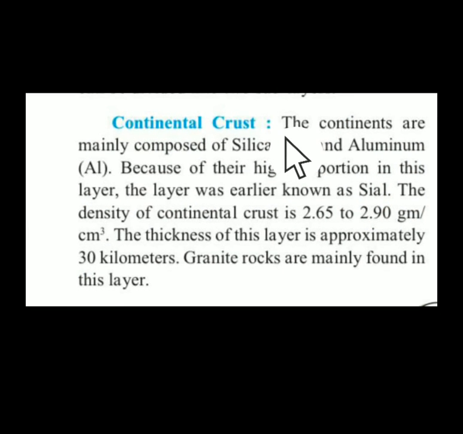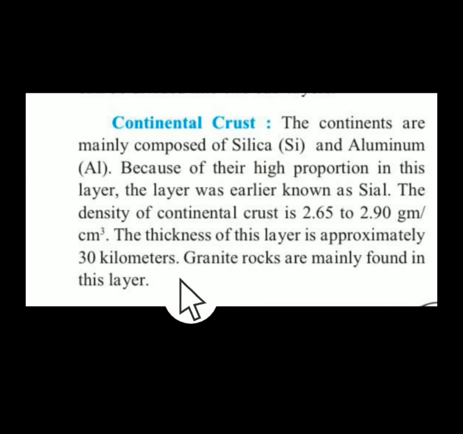Now, the density of the continental crust is 2.65 to 2.90 gram per cubic centimeter. The thickness of this layer is approximately 30 kilometers. Granite rocks are mainly found in this layer. As I had told you right in the beginning, it is about 30 kilometers.